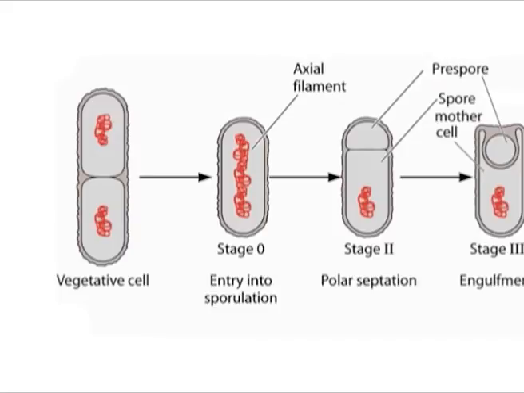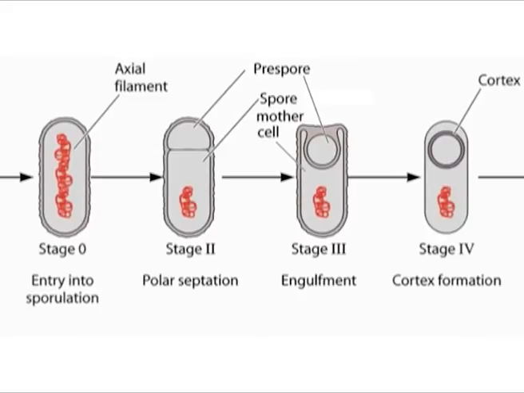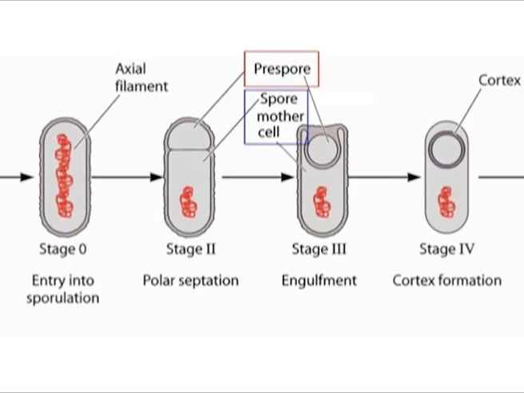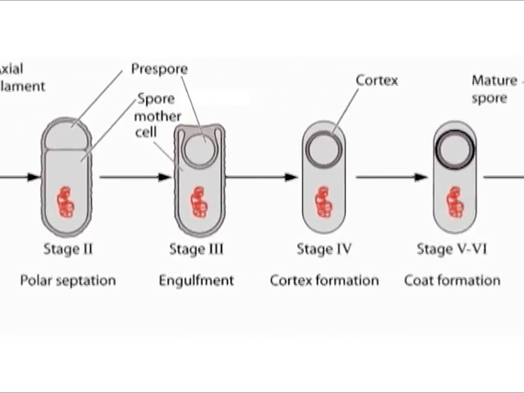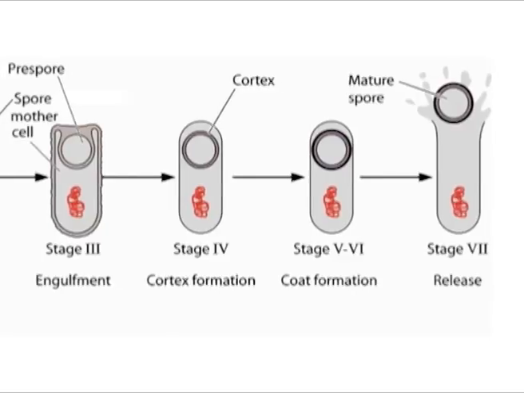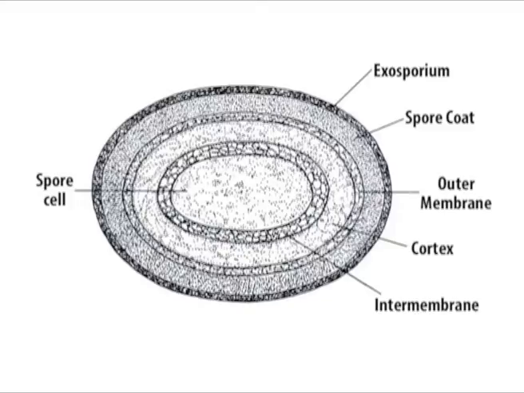The first morphological change is the transformation of two identical chromosomes into an axial filament of DNA. A septum then divides the cell and the smaller pre-spore cell is engulfed by the spore mother cell, where the plasma membrane separates the cytoplasm of one cell from the cytoplasm of the other and leaves a space in between the two, where the spore wall material is deposited.